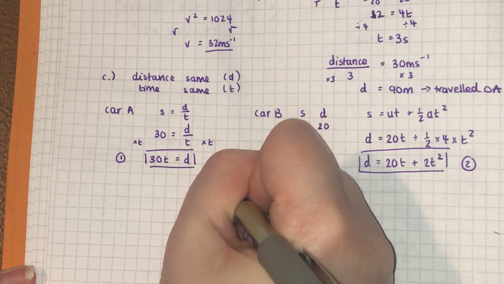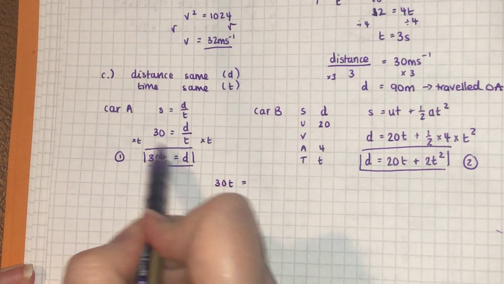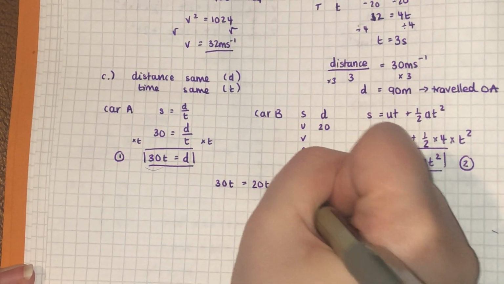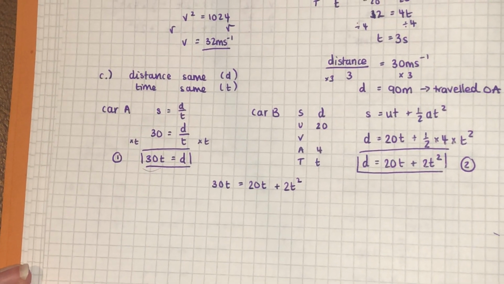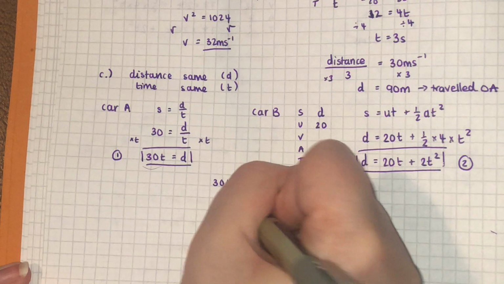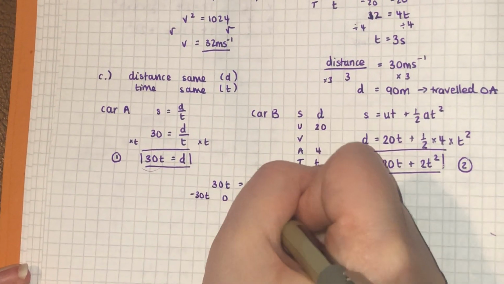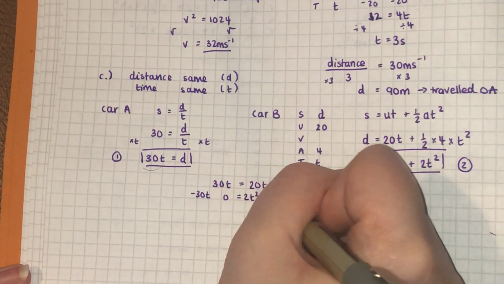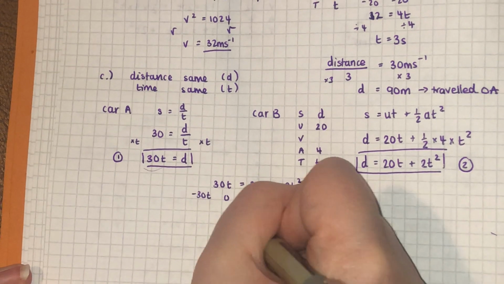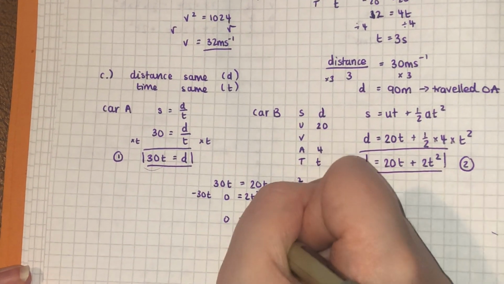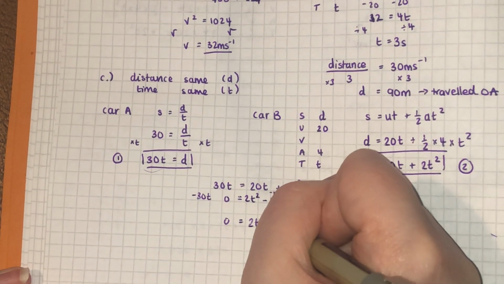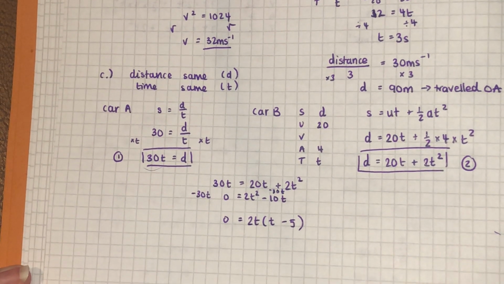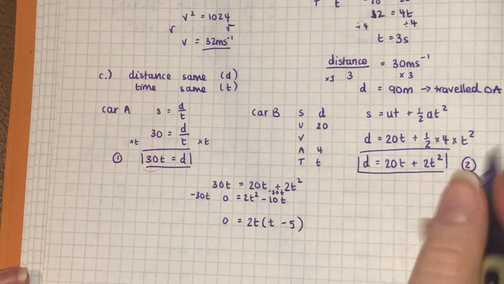Okay, so 30t, which is this part here, must be the same as 20t plus 2t squared. And then we can solve it. So first thing is we need to make it equal to 0. So we take away 30t from both sides. So that's going to be 2t squared minus 10t. Then we can factorise. They've both got a 2t in common, so I can take that out. So that'll be t minus 5. You could have divided by 2 first if you wanted and then done it, because obviously 0 divided by 2 will still be 0.